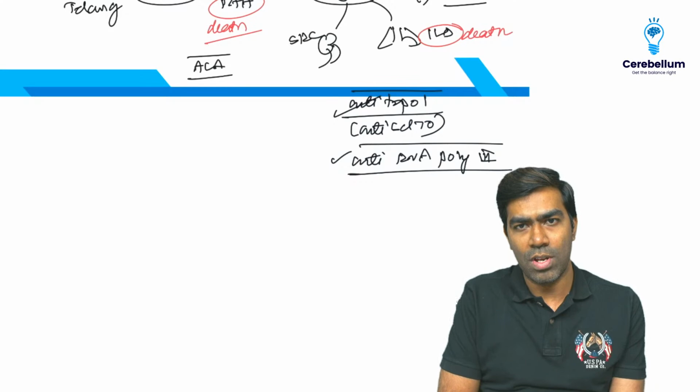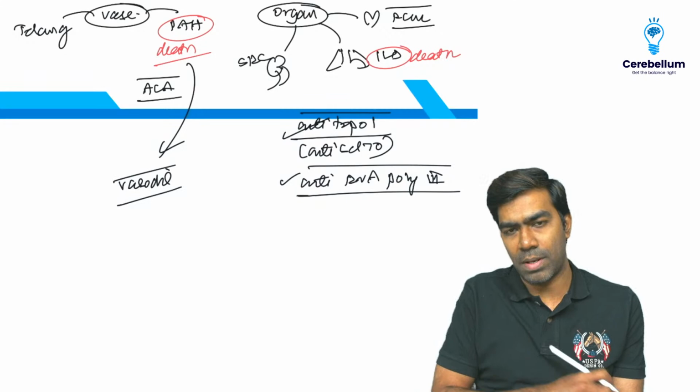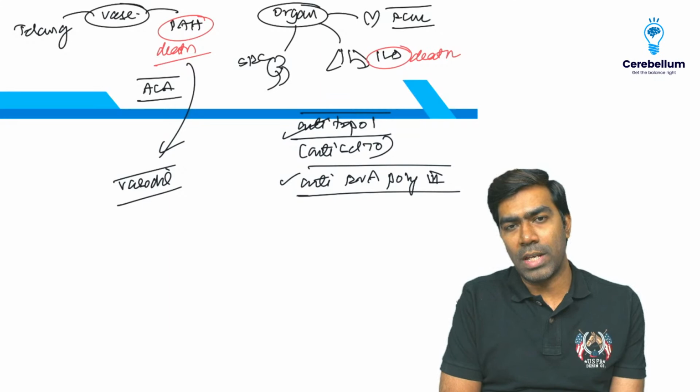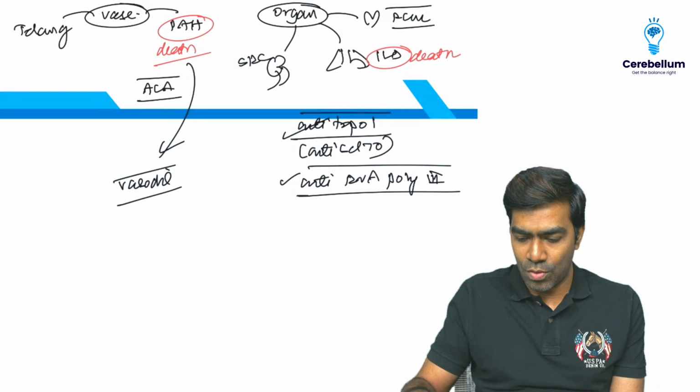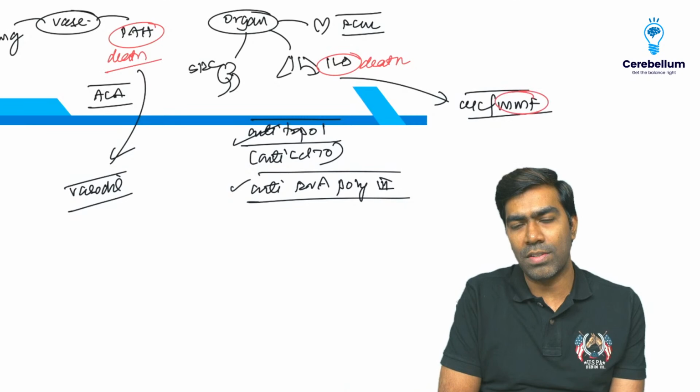So how will you treat pulmonary artery hypertension? Pulmonary artery hypertension will be treated with vasodilators like sildenafil, nifedipine, or endothelin receptor antagonists like bosentan, ambrisentan, and so on. How are you going to treat ILD? ILD will be treated with immunosuppression like cyclophosphamide or mycophenolate mofetil. But in our practice, we prefer mycophenolate mofetil as the first choice. So you're going to give immunosuppression.